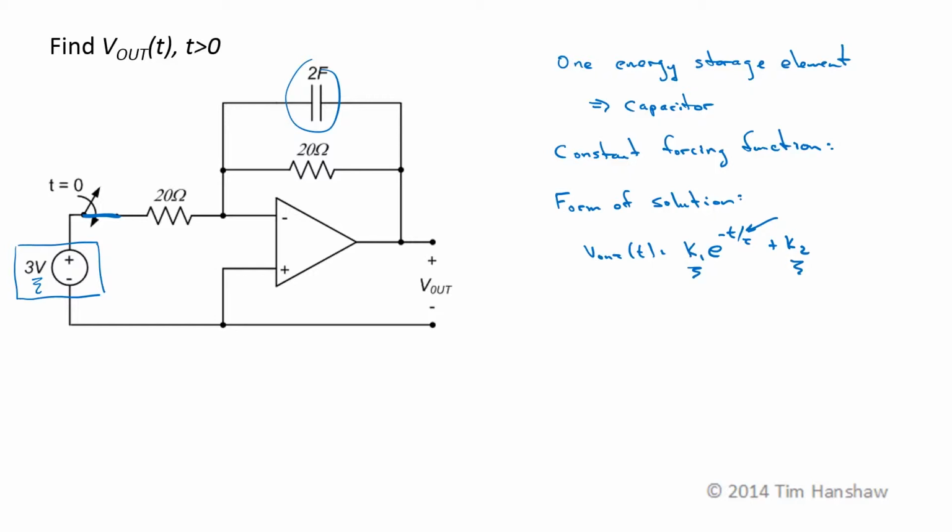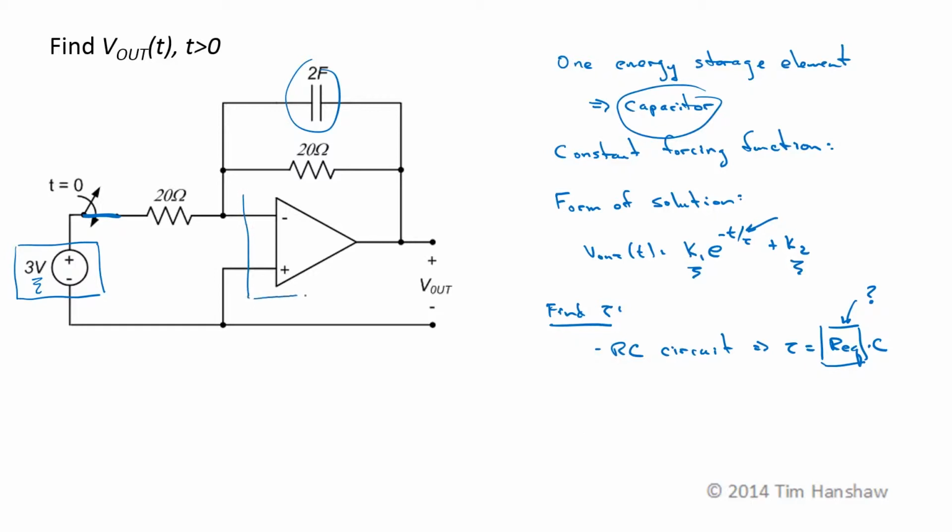We have a couple of different approaches for finding tau. This is an RC circuit. So if we take advantage of the fact that this is an RC circuit, tau is equal to Req times C. Unfortunately, Req in this case is a little bit tricky. The op-amp itself is acting kind of like a dependent source. Independent sources we get to kill directly. We can short the voltage source. If there's a current source, we convert it to an open circuit. You can't do that with dependent sources, so this becomes a little bit of a problem at the moment.